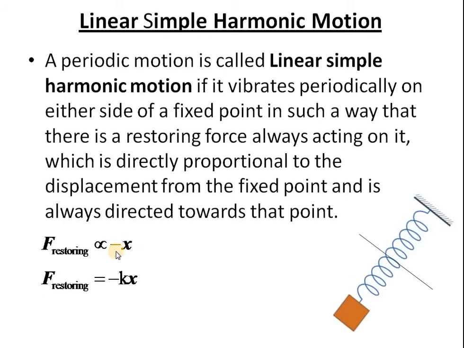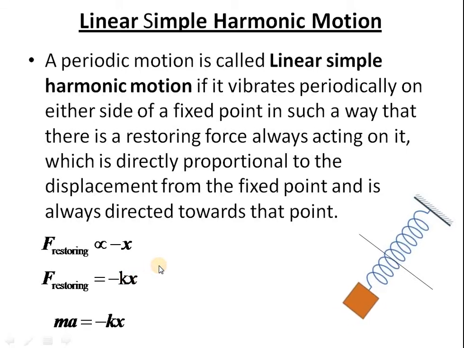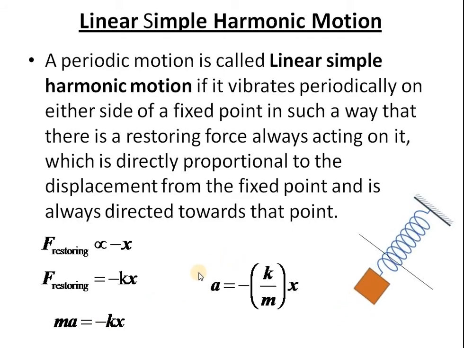So you can write force is equal to some constant into x. The constant is called the spring constant. According to Newton's law, force can be expressed as mass into acceleration. So ma is equal to minus kx. Understand? And so we get acceleration is equal to minus k by m into x. So we get an expression for the acceleration.